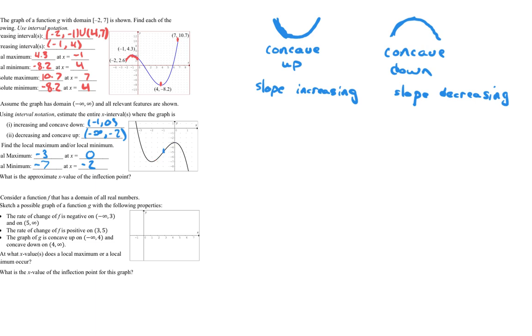And it could have been the opposite, where our slope was decreasing and then it began to increase. That would also be an inflection point. But really what we want is a change in concavity. So this happens at x equals -1.